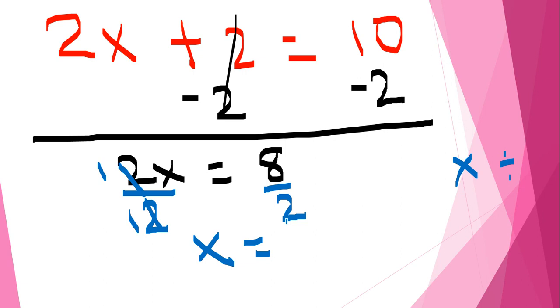And on the right-hand side, 2 into 8 goes 4 times. Therefore I have x equals 4. Now, just to check that my answer is correct, I would plug 4 in where x is. 2 times 4 gives me 8. 8 plus 2 gives me 10. I therefore know that my answer is correct.